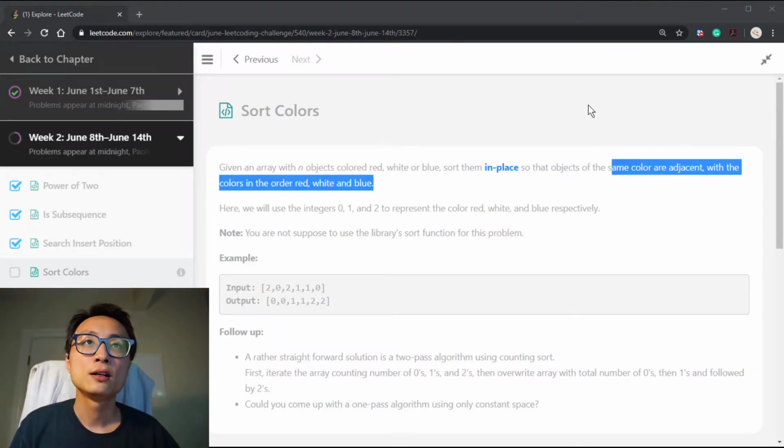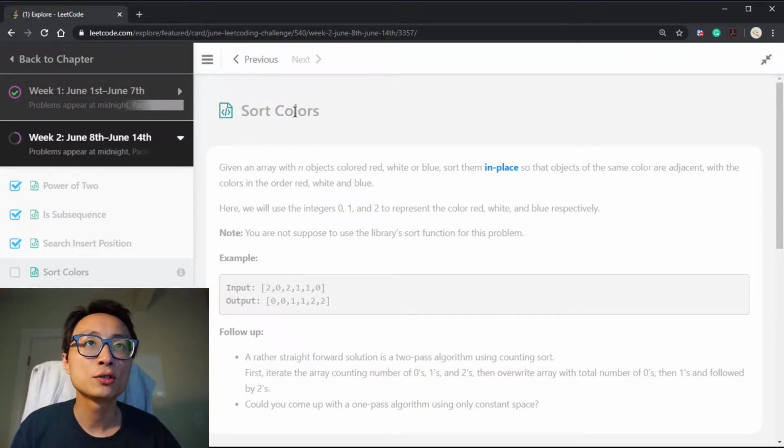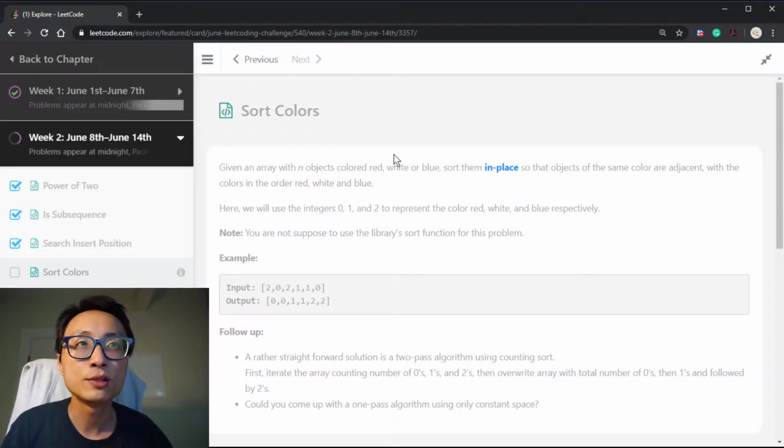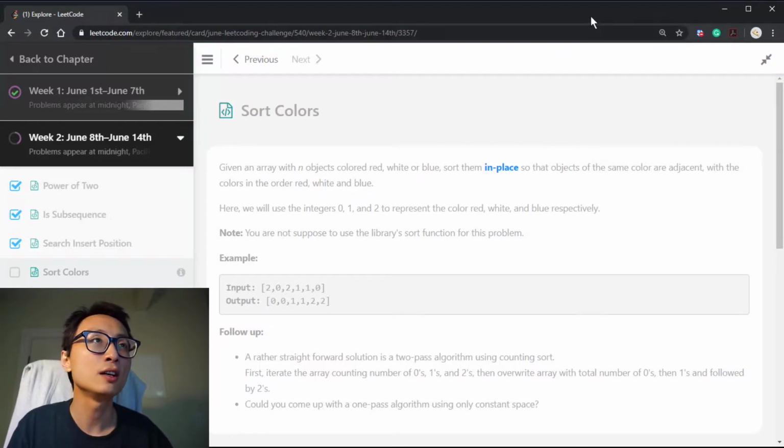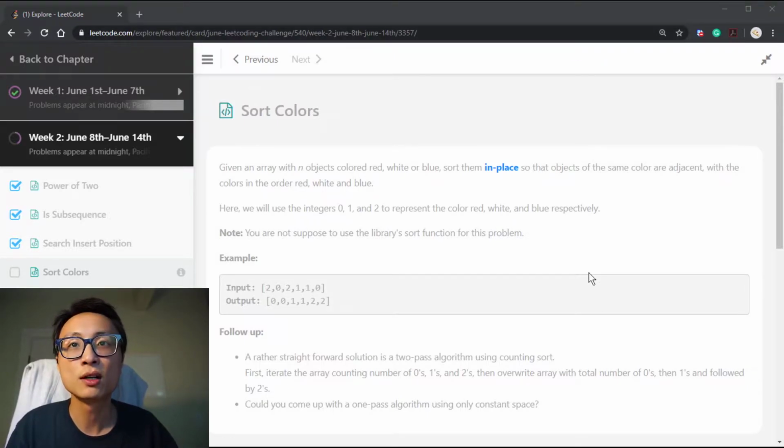Hey, hello there. Today's Leetcoding challenge question is called sort colors. We have an array of n objects. They have three different colors, red, white, and blue. We want to sort them in place such that the objects of the same color will be together. So the order is red, white, and blue.